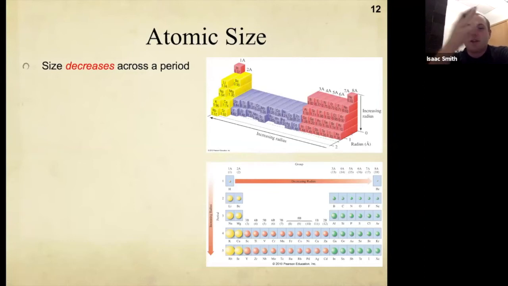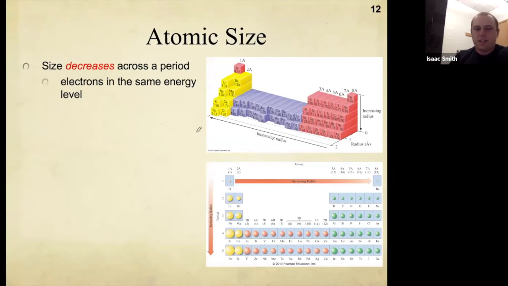So size decreases across the period. Remember, periods are the rows. So across a row, the size is going to decrease. Let's look at the second row here. As we move to the right, you can see the atoms are decreasing in size. You're in the same energy level. I'm doing it with my hands, but I realize you're probably watching the PowerPoint. So let's say you have the nucleus of an atom right here, and you've all seen this model. This would be your first energy level, and then you have your second energy level, with all your electrons floating around in it. That's the case with all of these in the second row. They are all in the second energy level.